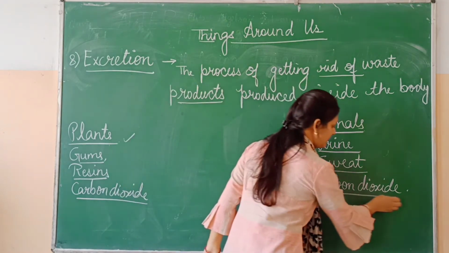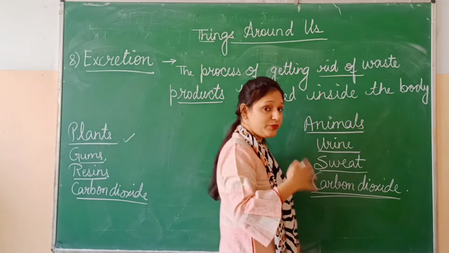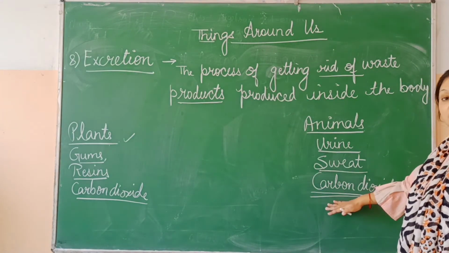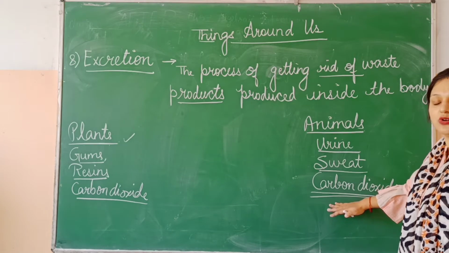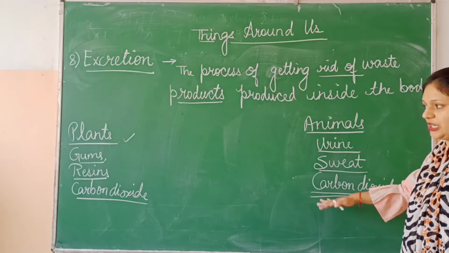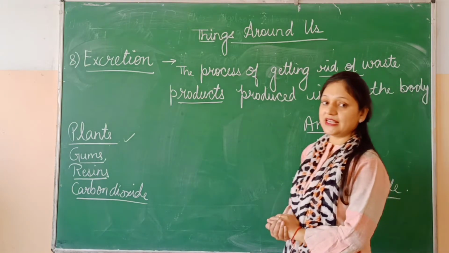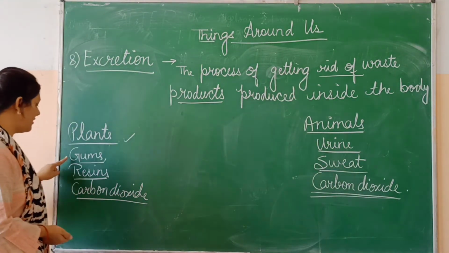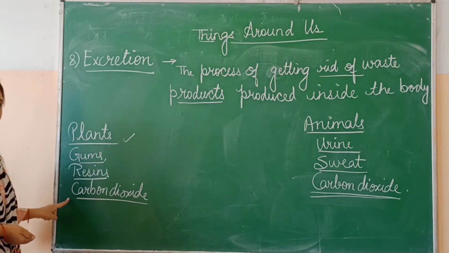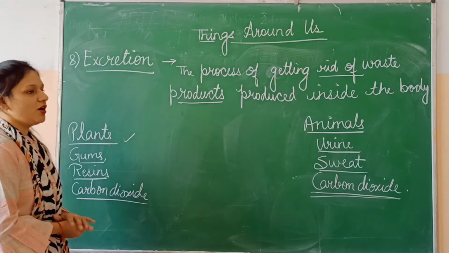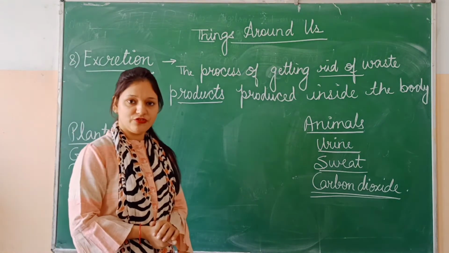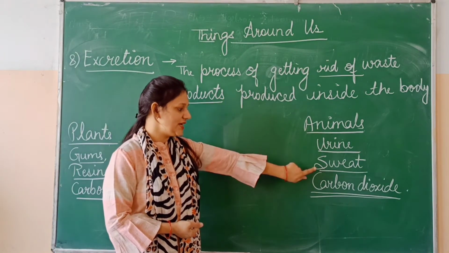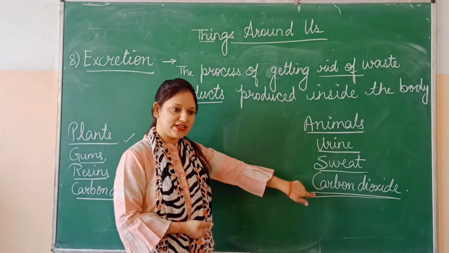Another one is carbon dioxide. When we breathe out, which gas is released? Carbon dioxide. So that is also a waste product of the body. Now, who will tell me the excretory products of plants? They are gums, resins and carbon dioxide. Now, tell me the excretory products of animals. They are urine, sweat and carbon dioxide.